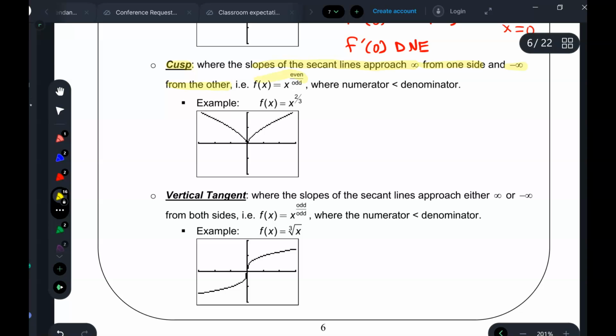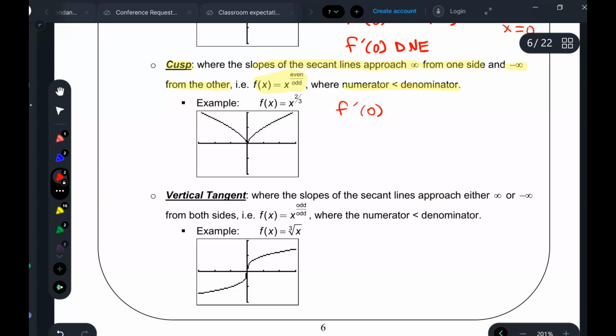Now, this is exactly what we're looking for. We're looking for x to an even over odd, where the numerator is less than the denominator. So that could be 4/5. It could also, in reduced form, be 10 over 15, which reduces to 2 over 3. So anytime you have that even over odd, numerator smaller than the denominator, here I'll write it out with notation.